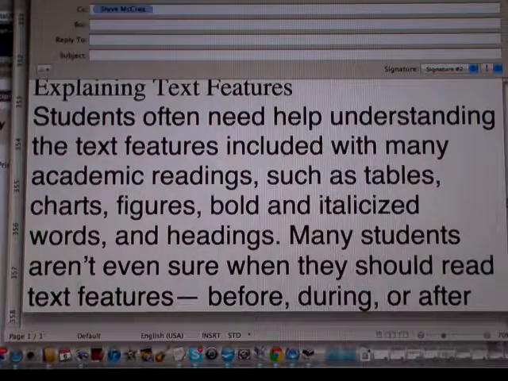Explaining text features. Students often need help understanding the text features used with many academic readings.